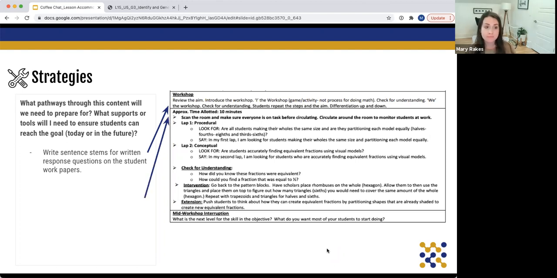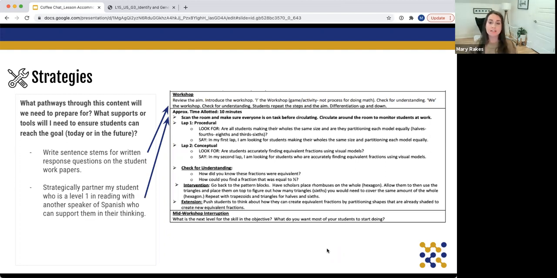The next thing is I'm going to make sure that I strategically partner my students, specifically thinking about students that might have some challenges with discussions in English. So I'm going to strategically partner them so that they can have access to a same language peer who can help them support their thinking. That's going to keep them from having a barrier to this work or that discussion.